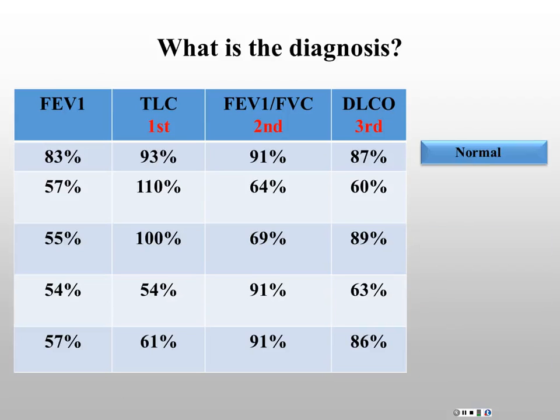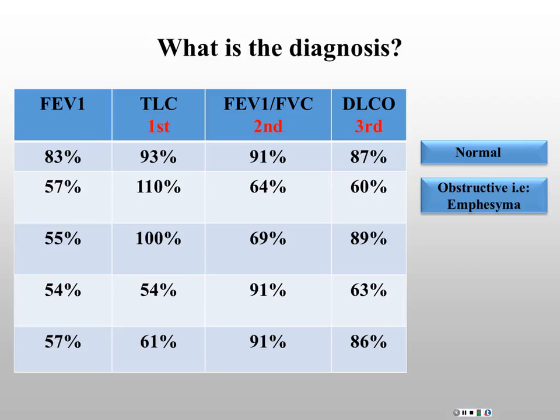If you look at the second one, TLC 110, maybe there is some hyperinflation. The ratio is below 70%, so there is some obstruction. The DLCO is decreased, it's below 80%. And the FEV1 is decreased as well. So that can be obstruction. We can see this pattern in a case of emphysema.